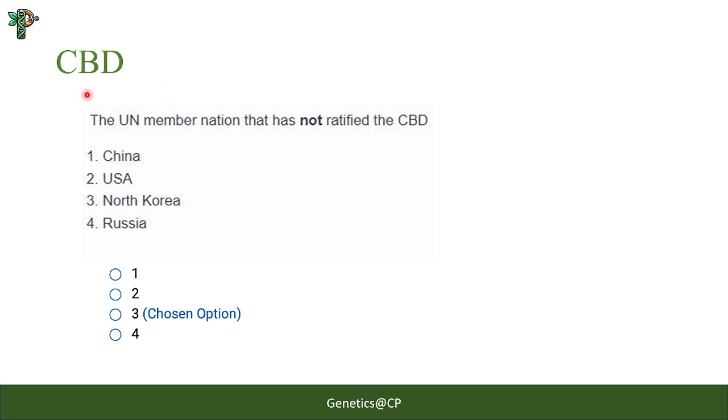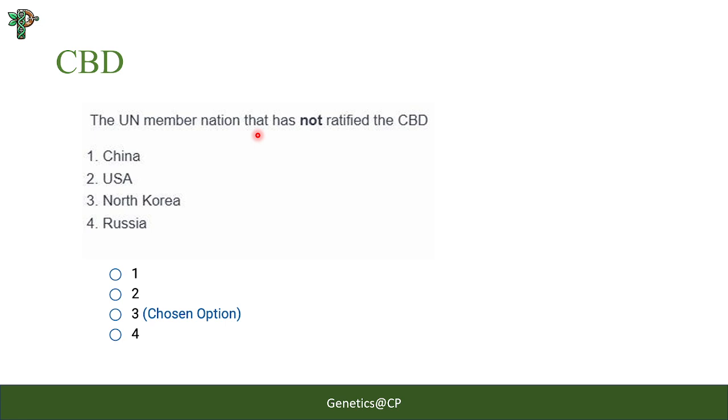Then another important aspect is the Convention on Biological Diversity, CBD. Anybody will read about when it came and why it came. They will mug up these points, like the year and some important points related to the CBD, but nobody will understand the core principles of the CBD.